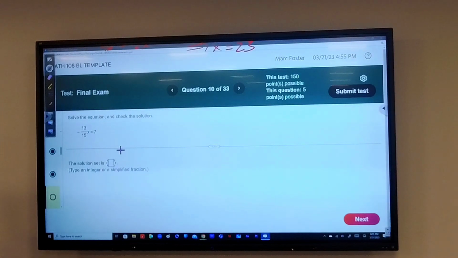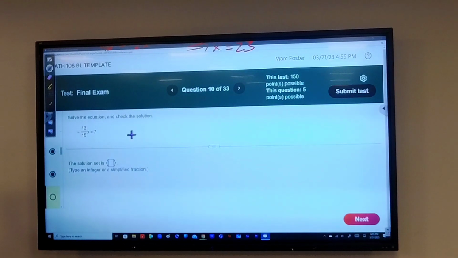Solve the equation and check the solution. They're not going to have any idea if you check for the solution, but checking it will help you to know that you did it right. This is a one-step problem. Maybe 2-step. Actually, no. This is a one-step problem. Multiply both sides by negative 15 over 13.